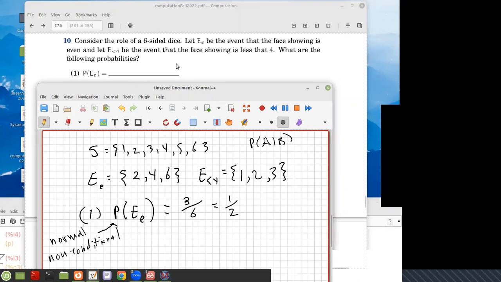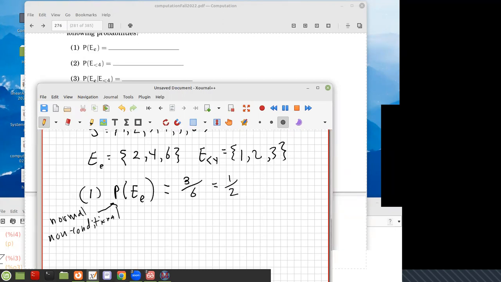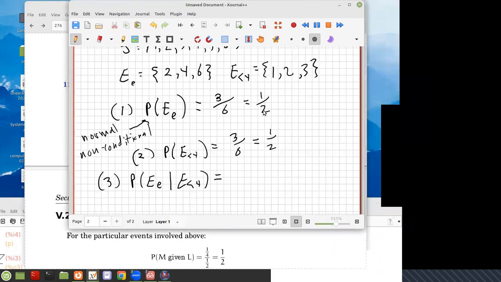Okay, then the next question was, what's the probability that it is less than 4? Take a moment and write that down, and then raise your Zoom hand. Oh, I actually was not paused, so let me repeat. I'm sorry. The probability that the event is less than 4 is 3 over 6. 3 items over 6 is 1/2.